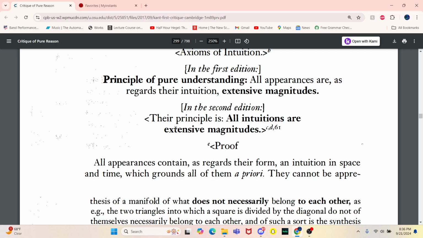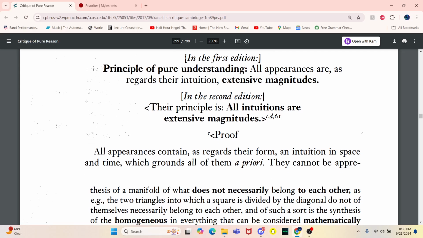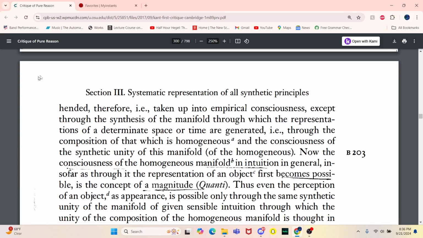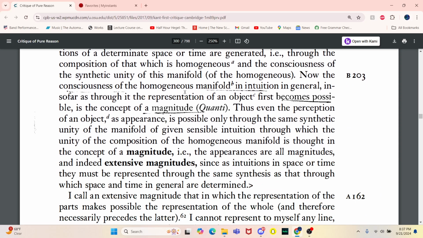And then in the second edition: all appearances contain, as regards their form, an intuition in space and time, which grounds all of them a priori. They cannot be apprehended, i.e., taken up into empirical consciousness, except through the synthesis of the manifold, through which the representations of a determinate space or time are generated, i.e., through the composition of that which is homogeneous, and the consciousness of the synthetic unity of this manifold of the homogeneous. Now, the consciousness of the homogeneous manifold in intuition in general, insofar as through it the representation of an object first becomes possible, is the concept of a magnitude, quantum.